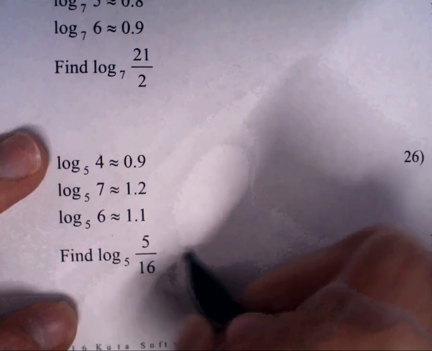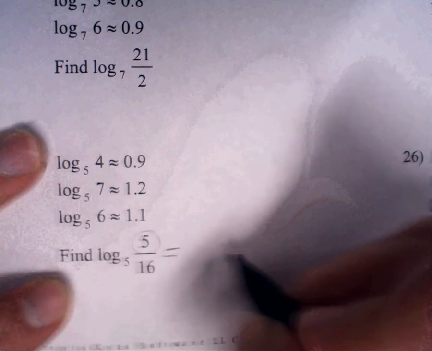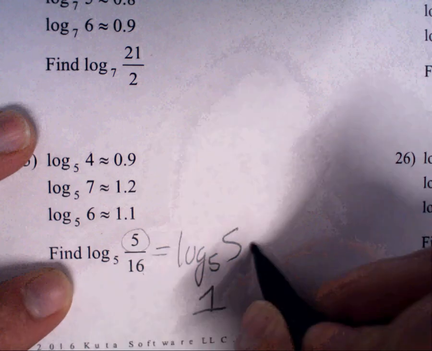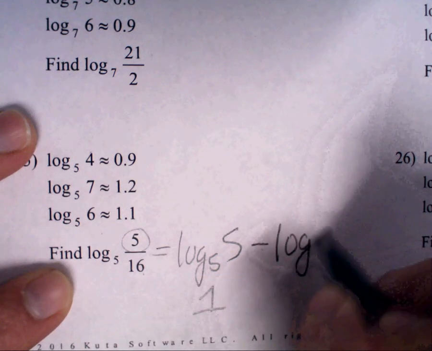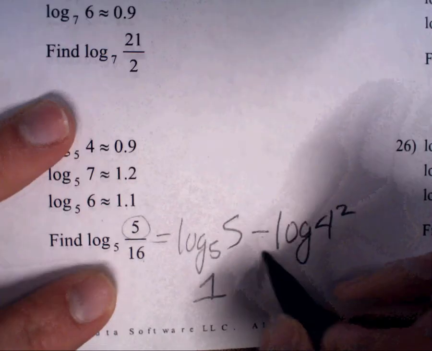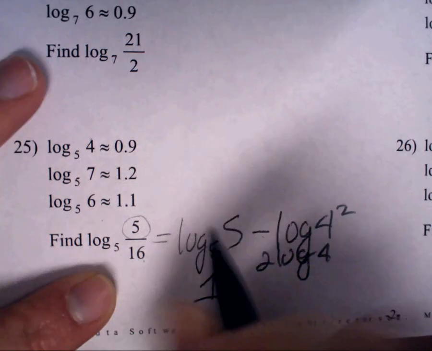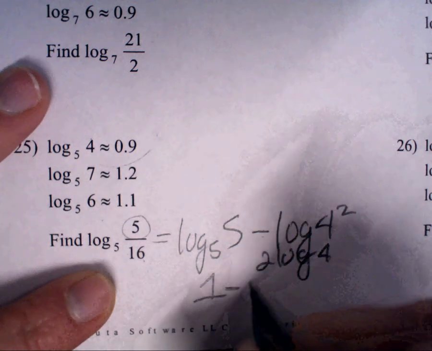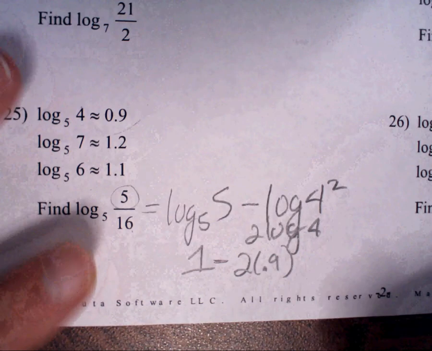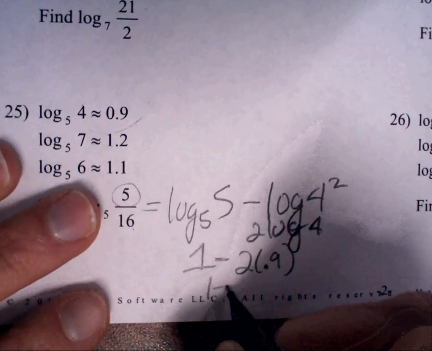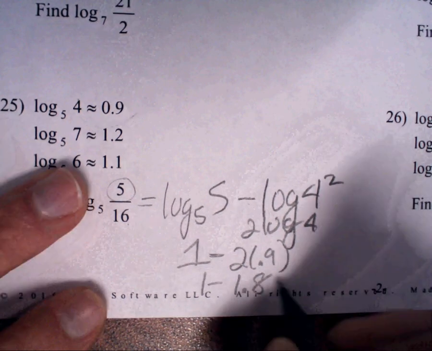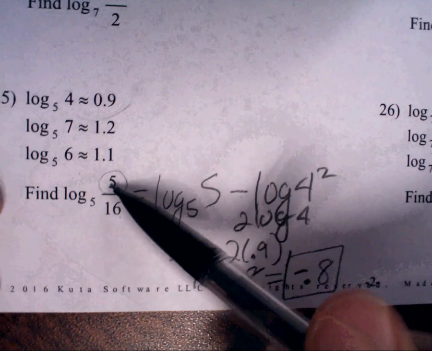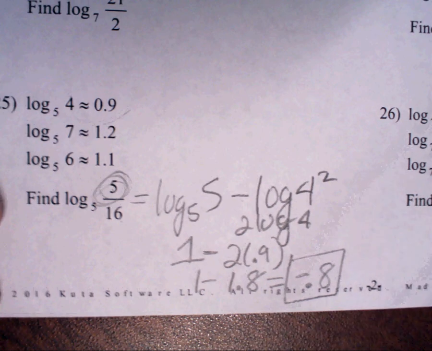So I'm going to use these values. We were like, wait, but 5 isn't up there, but yes it is. Log base 5 of 5 is 1. And then 16 will be subtracted, so log base 4 squared, but that's really 2 log base 4. According to my table, 0.9 is log base 5 of 4, so minus 2 times 0.9. So that's 1 minus 1.8, which is negative 0.8. Just don't forget to use the base as a value.